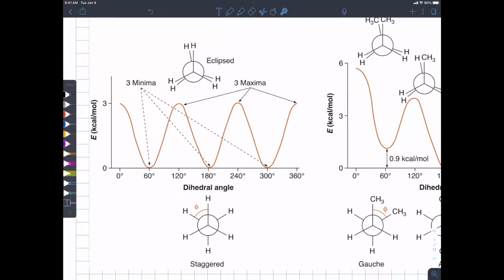A dihedral angle is the angle between two vectors. You can also define it as the angle between two planes, but by a vector I mean you put a point here and a point there and then draw a line through it, and then you do the same thing there. And mathematically, if you've got those coordinates, you can determine the angle. And this describes rotation around a carbon-carbon bond.